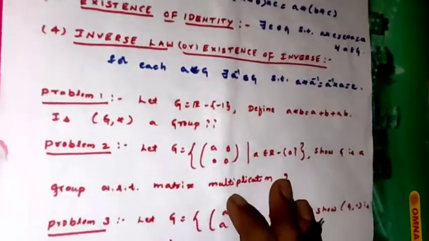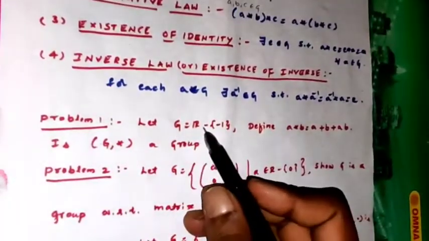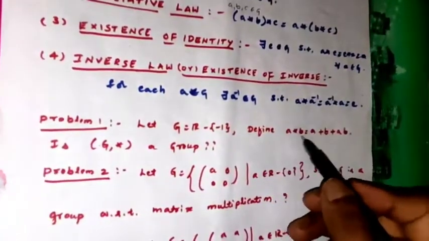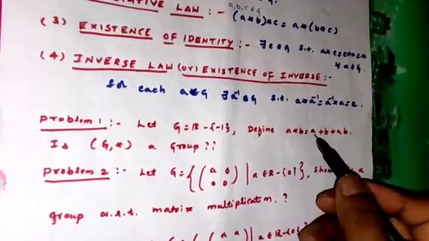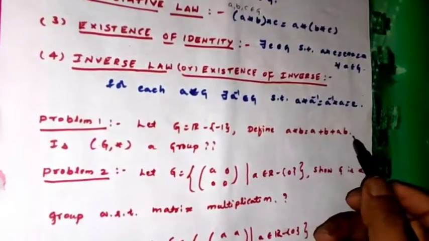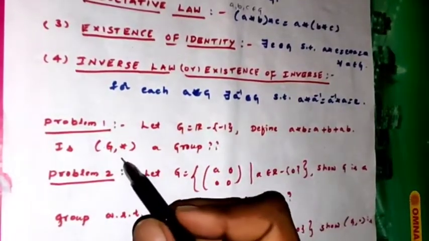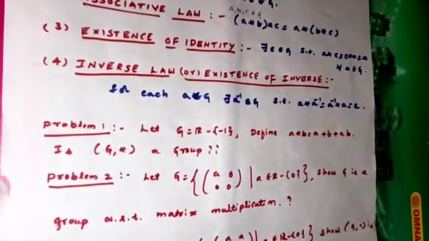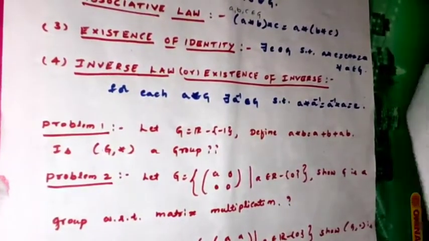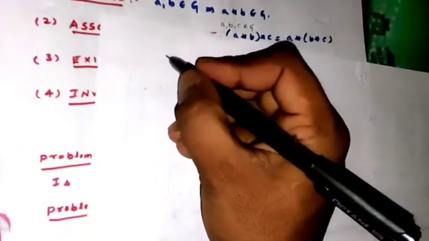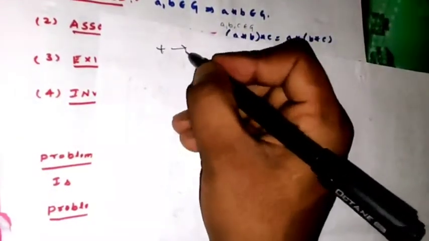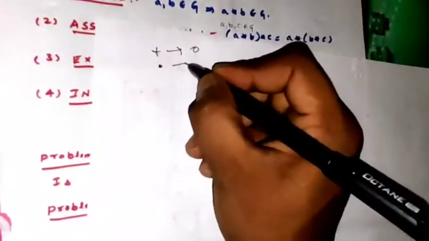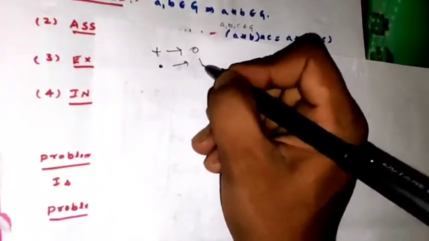Okay, the first problem: let G equal R except minus 1, defined with this condition, A star B is equal to A plus B plus AB. Is (G, star) a group? Tell me how to prove this type of problem. We know that if the operation is plus, the identity element is 0. If dot is given, the identity element is 1.